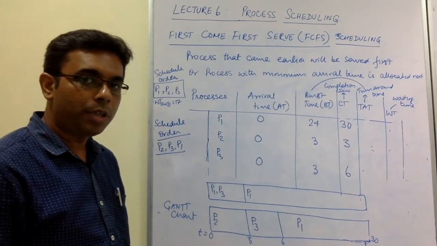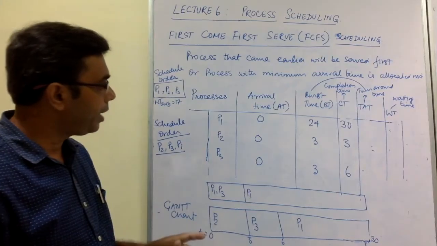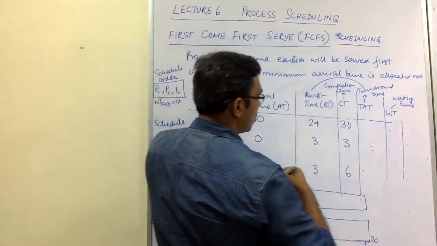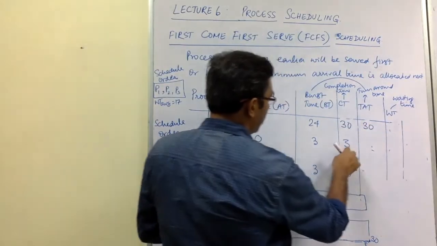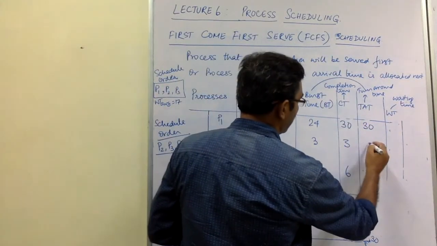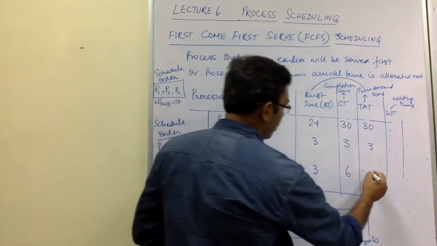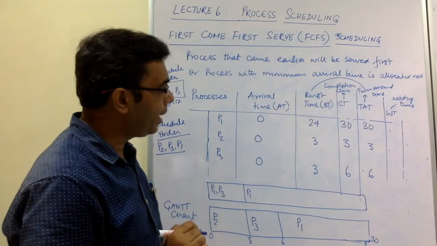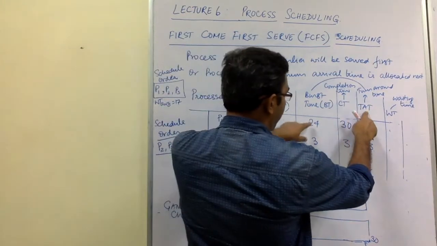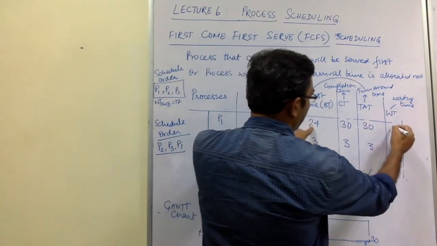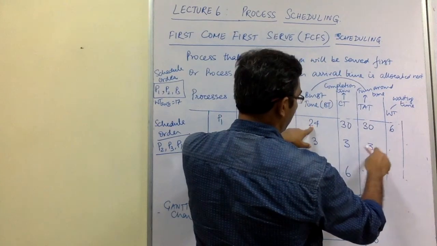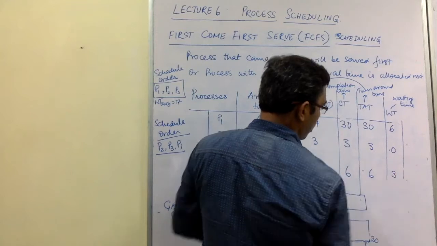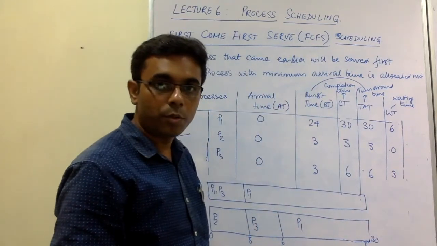Now let's try to compute TAT. Remember what is TAT? TAT is completion time minus arrival time. So these two, 30 minus 0, which is 30, 3 minus 0, which is 3, 6 minus 0, which is 6. This is TAT. Now what is waiting time? Waiting time is turnaround time minus burst time. So 30 minus 24, that is 6, 3 minus 3, which is 0, 6 minus 3, which is 3. That's what you have, WT.